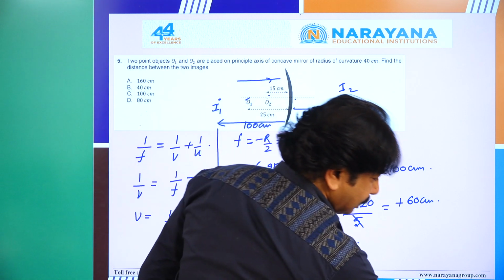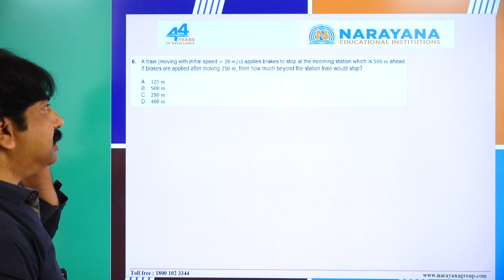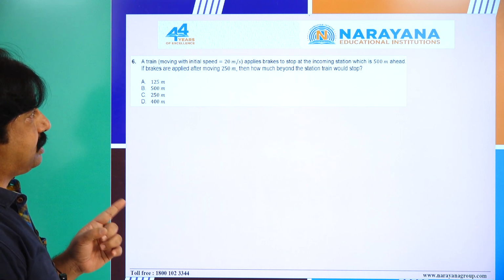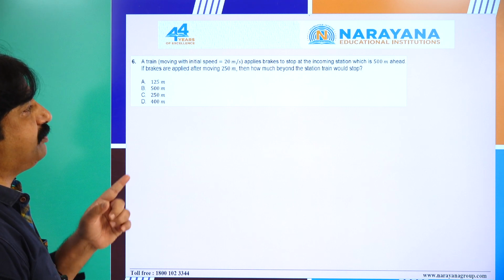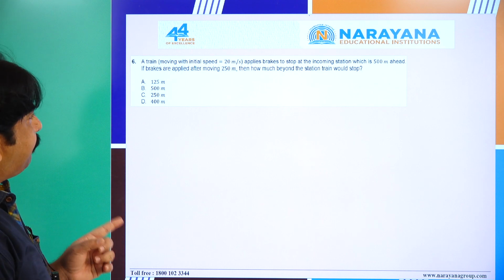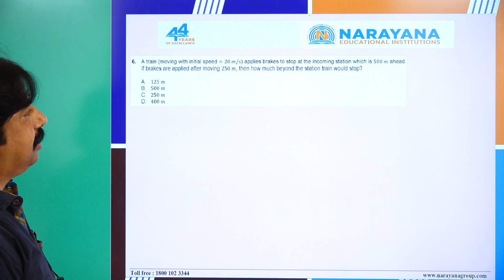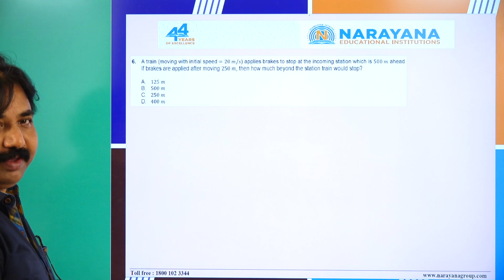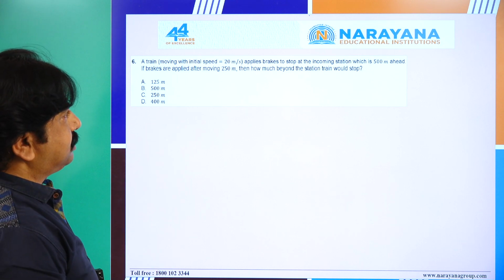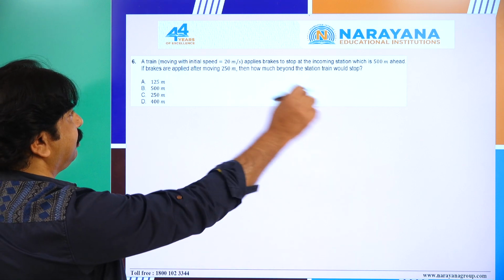Now I am going to the next question. A train moving with initial speed 20 meters per second applies the brakes to stop at the incoming station, which is 500 meters ahead. If brakes are applied after moving 250 meters, then how much beyond the station would the train stop? Actually, I think some of the information may be lost in the question.